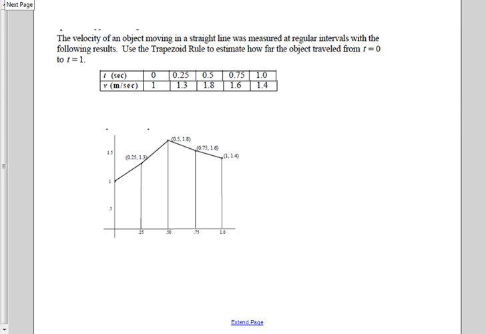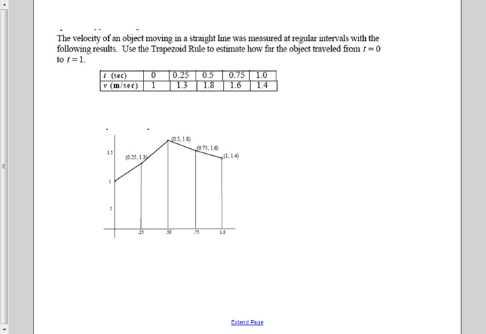Okay. It says the velocity of an object moving in a straight line was measured at regular intervals with the following results. Use the trapezoid rule to estimate how far the object traveled from t equals 0 to t equals 1. Well, we're going to use the left hand and right hand and average it. And then we're going to see an even cleverer way.